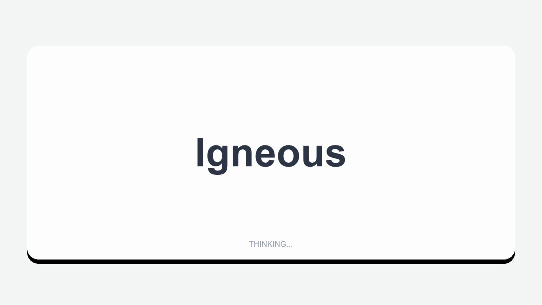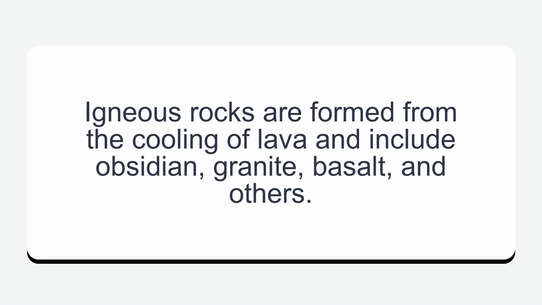Igneous. Igneous rocks are formed from the cooling of lava and include obsidian, granite, basalt, and others.